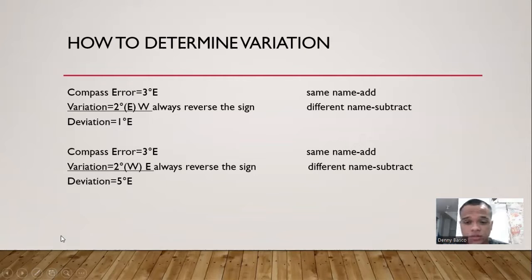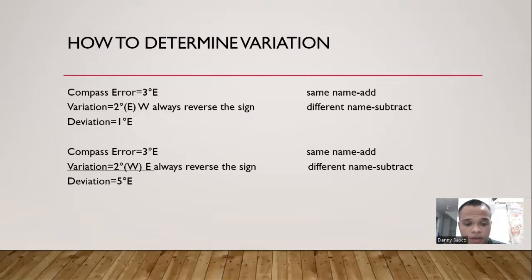Next topic is how to determine deviation. First example is compass error 3 degrees east, variation 2 degrees east. Our thumb rule is always reverse the sign of the variation. So the 2 degrees east will become 2 degrees west. They have different names, so we have to subtract, and the deviation will be 1 degree east. We use the name of the greater value, which is 3 degrees east.